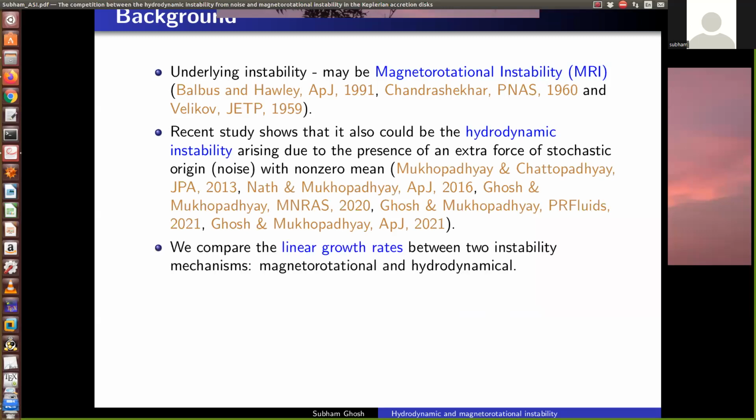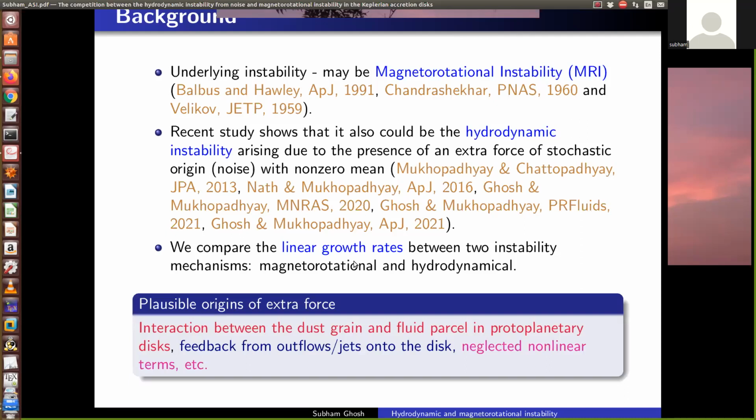In this work, we're going to compare the linear growth rates of these two linear instabilities. One is magnetorotational and another one is hydrodynamical. Now, the question of interest is, what could be the origin of this extra force?